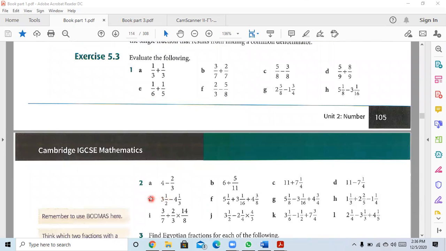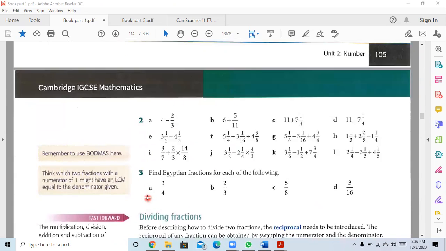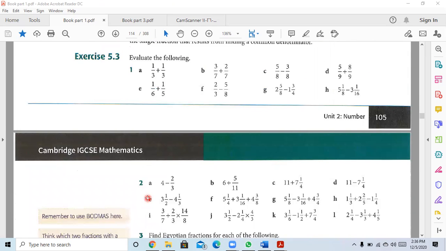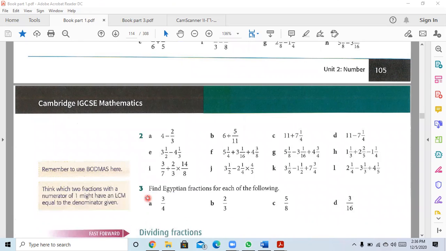Okay, now here you have questions. You need to solve. I will solve only two questions. Let me check how many questions we have. Yes, one question I solved from question number one. The other is from question number two. And find the Egyptian fraction for.